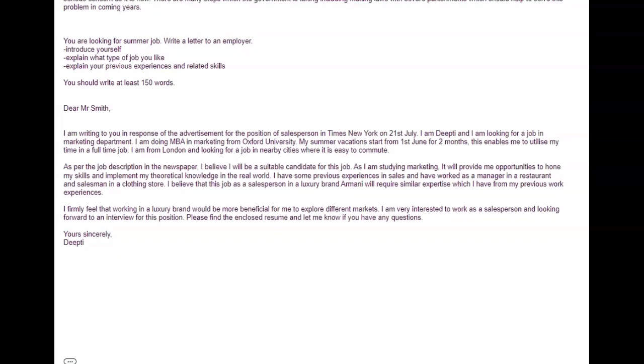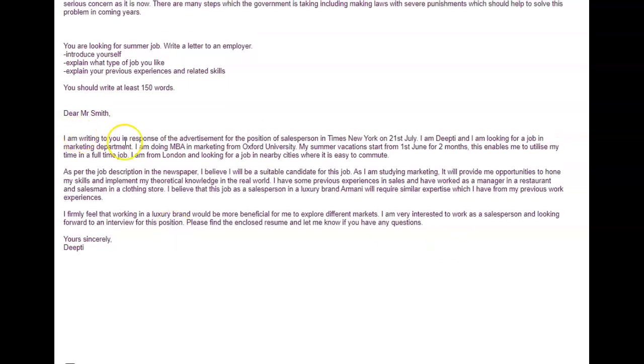Dear Mr. Smith, I'm writing to you in response. Let me try that one more time because apparently I don't know how to read English. Dear Mr. Smith, I'm writing to you in response to the advertisement for the position of salesperson in Times, New York. Okay. I am Deepti, and I'm looking for a job in the marketing department. I am doing an MBA in marketing from Oxford University. My summer vacation starts from this for 2 months. This enables me to utilize my time in a full time job. I am from London and looking for a job in nearby cities where it is easy to commute.